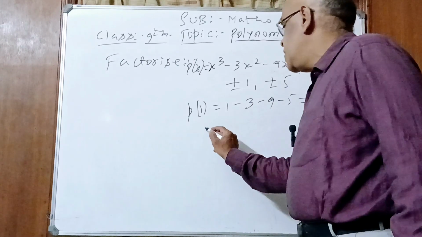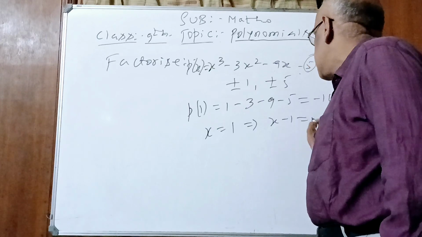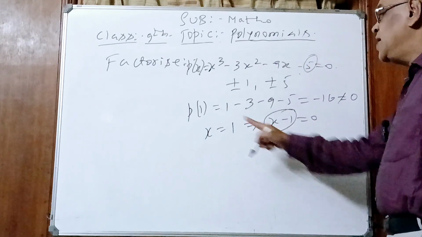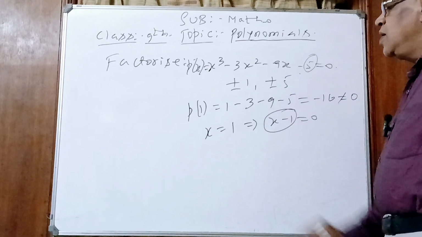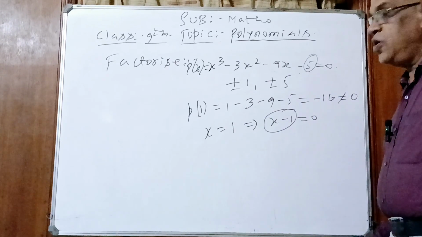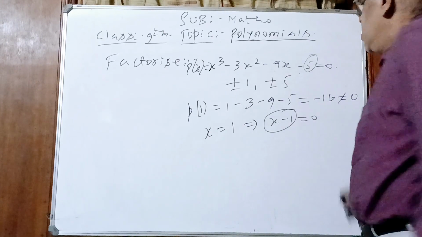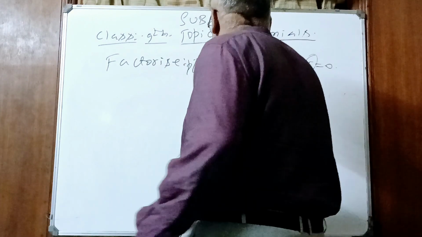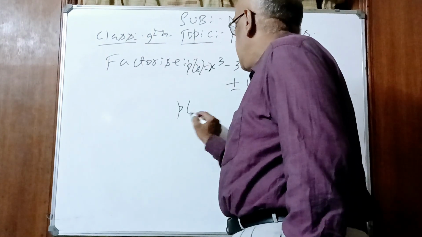If x is equal to 1 is the zero of the polynomial, what does it imply? x minus 1 will be the factor. Here, p of 1 is not 0. Therefore, x equal to 1 is not the zero. Therefore, x minus 1 is not the factor. Then we'll put minus 1. We'll put minus 1, children, in the given polynomial. What do we get? p of minus 1.